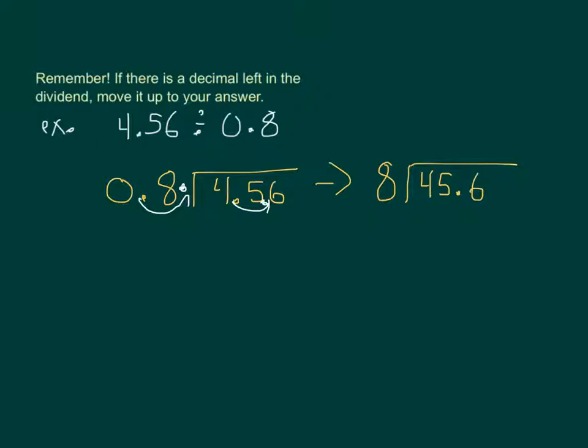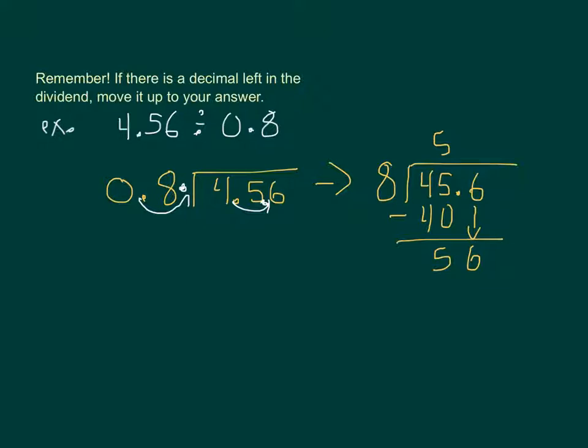Now we just do our division like we've done regularly. So we ask ourselves, how many times does 8 go into 45? Now we know 8 goes into 45 actually 5 times. 5 times 8 is 40, which we can then subtract, and we get an answer of 5. And now we're going to bring our next number down. So we're going to bring the 6 down and repeat the process. How many times does 8 go into 56?